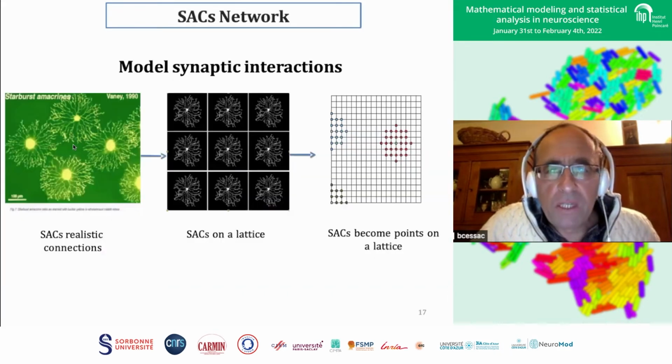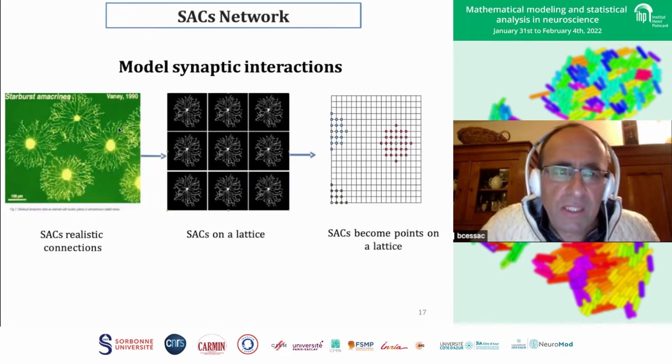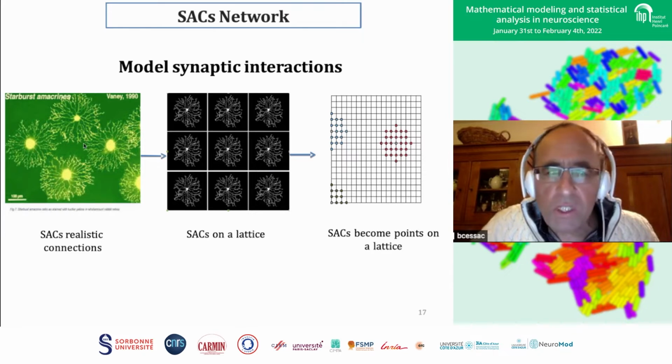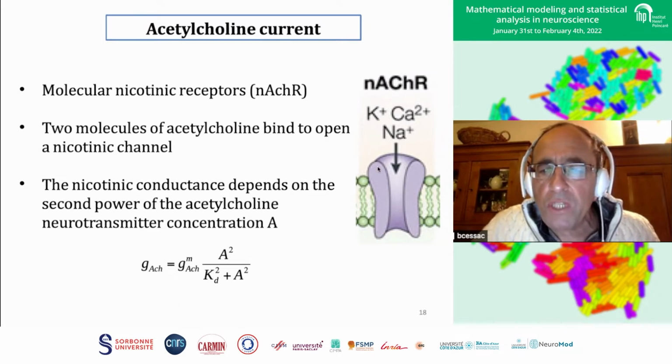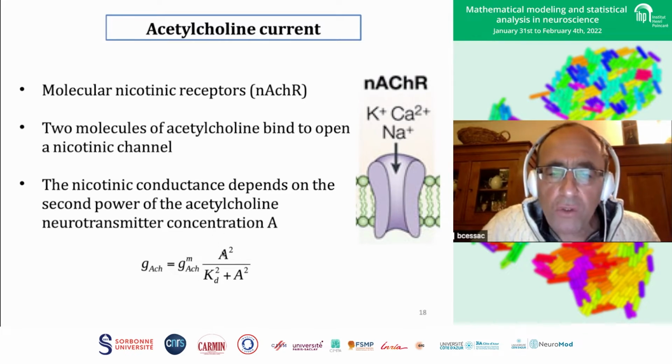And now concerning the acetylcholine interaction, you see that starburst amacrine cells are actually making a quite regular grid, which is nice because we can model that as a lattice. And now we know, again from experiments, that at this stage of development, the acetylcholine is bound to nicotinic receptors. Essentially, this means that you need 2 molecules of acetylcholine to bind on the channel to open it. So you get this function where you have a power of 2 of A, where A is the concentration of acetylcholine.